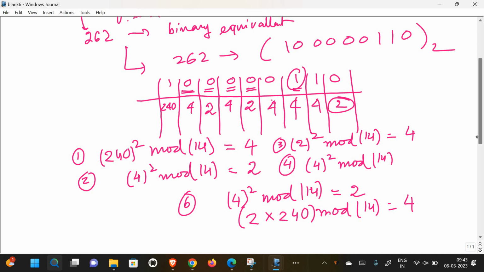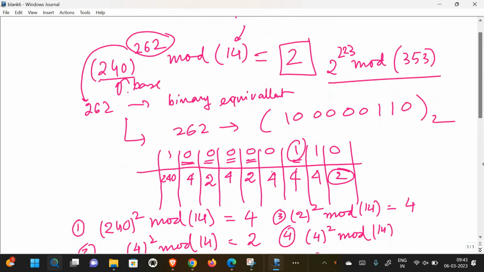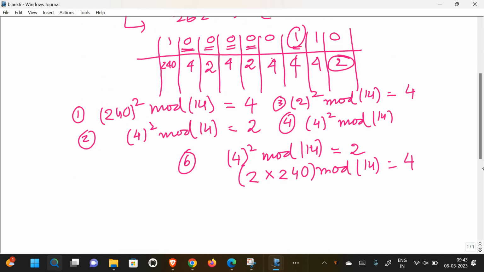Alright, so first you have to convert the exponent into its binary equivalent and make a table of this nature. Remember the simple rule that whenever we have zeros, we only have to square the element. And if there is a 1, we have to do square and multiplication with the base. That's the only change. So I want all of you to please look into it for this element, 2 to the power 23, as I said. Just send me the answer for this.